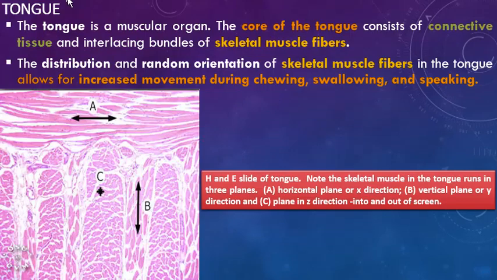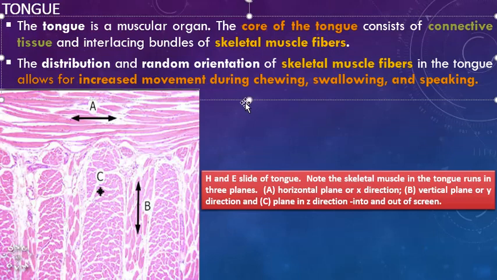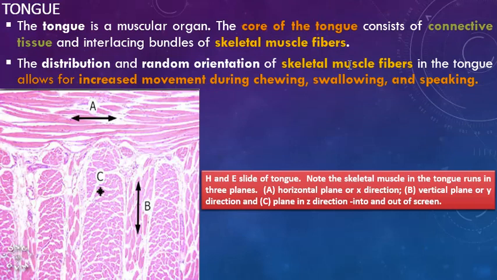The tongue. The tongue is a muscular organ. The core of the tongue consists of connective tissue and interlacing bundles of skeletal muscle fibers. The distribution and random orientation of the skeletal muscle fibers in the tongue allow for increased movement during chewing, swallowing, and speaking.